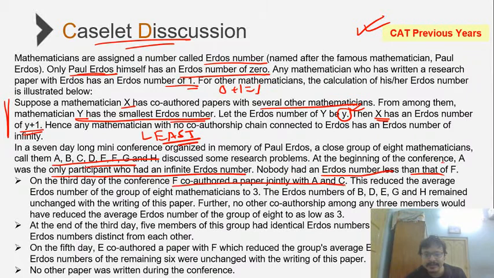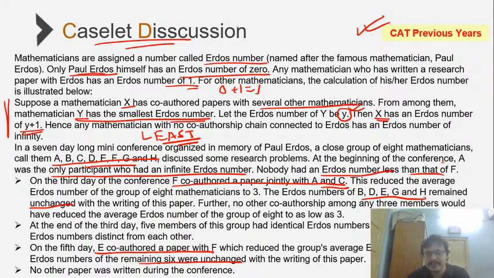So on the third day, F co-authored with A and C, and again on the 5th day, E co-authored a paper with F. Remember, all the other people who are not part of the co-authoring exercise, for example B, D, E, G, H on day 1, their Erdős number will remain unchanged. Similarly, on the 5th day, when E co-authors with F, the remaining 6 will remain unchanged. So there have been only 2 instances of co-authoring. One is F with A and C, and the other is E with F.